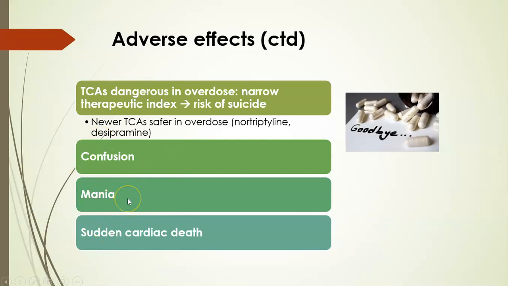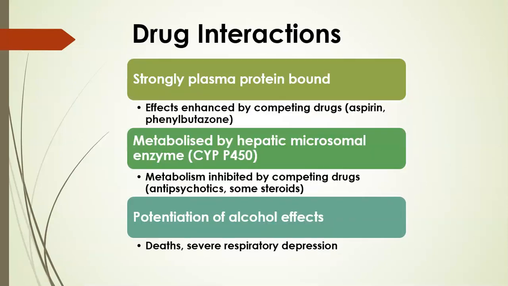On top of that, it might also cause confusion, mania, and also sudden cardiac death. And this is probably also related to the blockade of sodium channels. So for drug interactions, because it is strongly plasma protein bound, any drugs that compete with this drug, like aspirin and phenylbutazone, can enhance the effect of antidepressant drugs, and any drugs that are metabolized by hepatic microsomal enzymes can potentially have an effect on the metabolism of this drug, right?